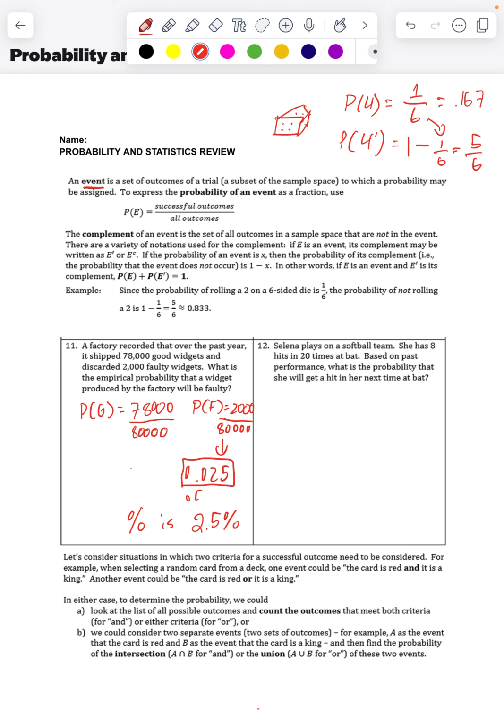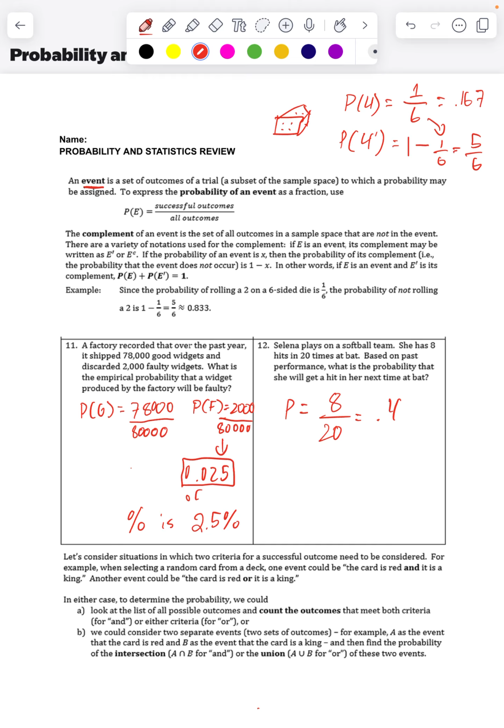Selena plays on the softball team. She has 8 hits in 20 times at bat. So that's pretty good, I think. Based on past performance, what is the probability she will get a hit in her next time at bat? So this is basically asking what's her batting average. We could use that to guess the percentage that she might hit a home run, a single, a triple, whatever, some sort of hit. So what we do is probability. Successful outcomes here is 8, over 20 times at bat, it's going to be 0.4, which is very, very high. All right, now let's move on.